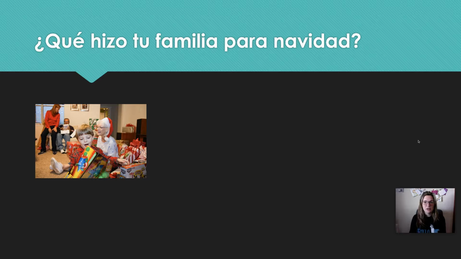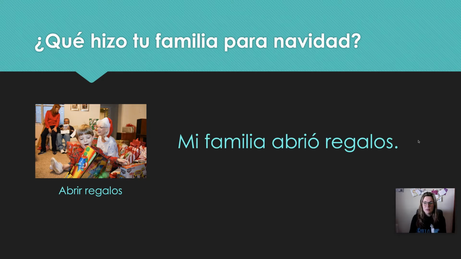¿Qué hizo tu familia para Navidad? What did your family do for Christmas? Abrir regalos. Pause the video if you need to write your sentence. Mi familia abrió regalos. My family opened gifts. Notice if you said we, you would change your conjugation of the verb abrir. Okay. In this case, we're still talking about my family, which makes it my family opened. You're not talking about yourself, and we haven't changed our subject to we. So singular él/ella/usted form there.